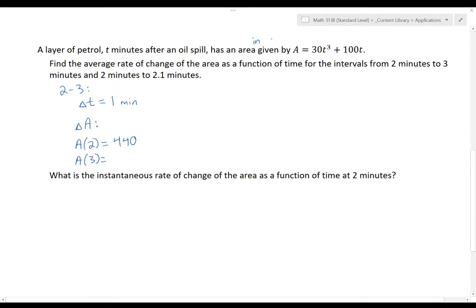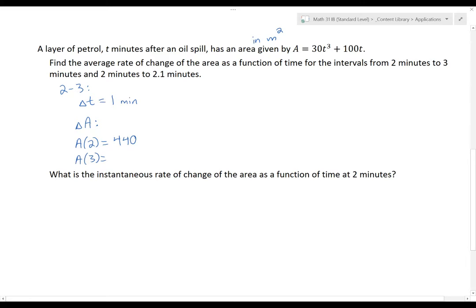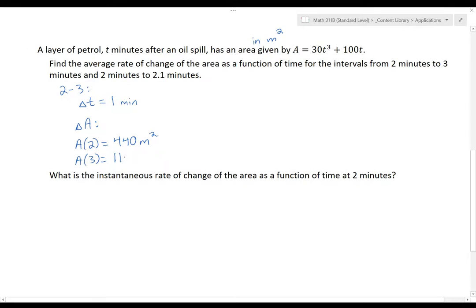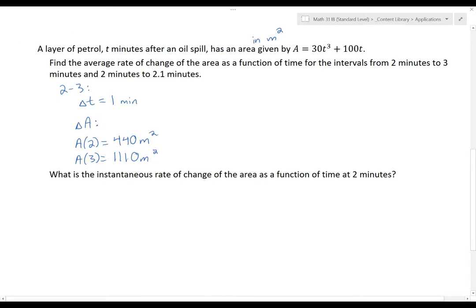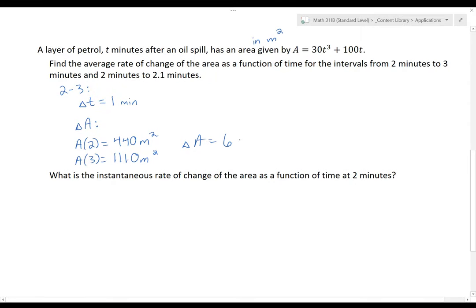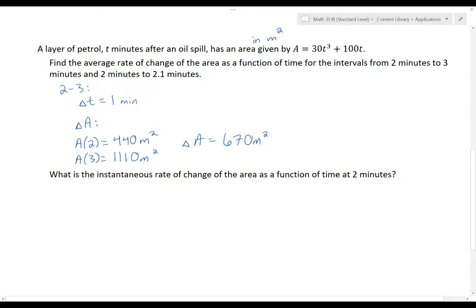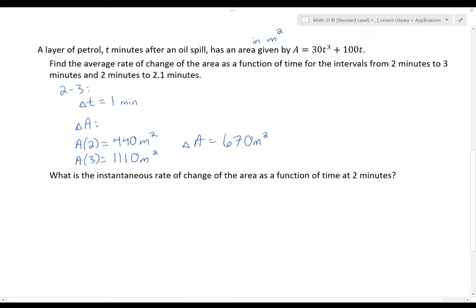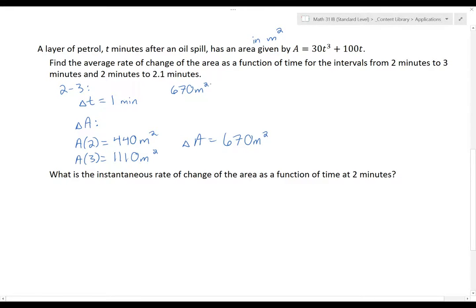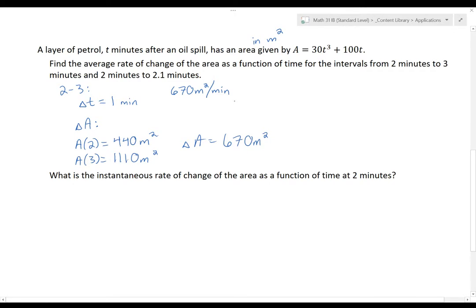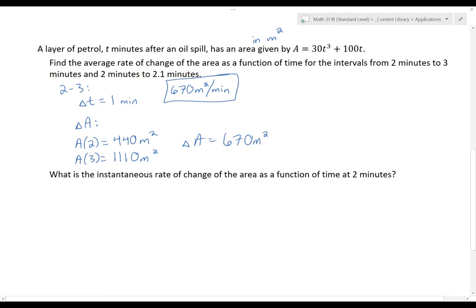Let's go in meters squared. All right, so 440 meters squared. And then if I do this same calculation with 3 instead of with 2, I get 1,110 meters squared, which means that delta A is going to be the difference between those, so 670 meters squared. So at this time, the average rate of change is going to be 670 meters squared per minute. That's between 2 and 3 minutes. That's the average rate of change.